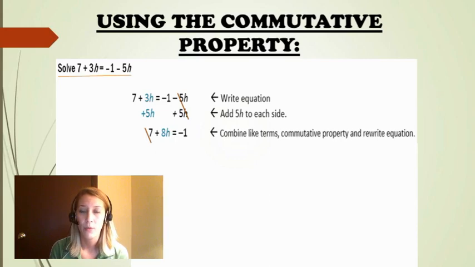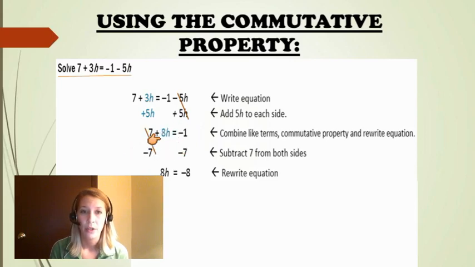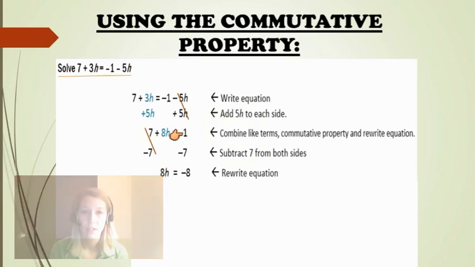We're going to combine that. What we did there is we're combining like terms, which is the commutative property. So 3h plus 5h equals 8h. Next, what we're going to do is subtract 7 from both sides. What we do to one side, we also have to do to the other. So we're left with 8h on the left side of our equation.